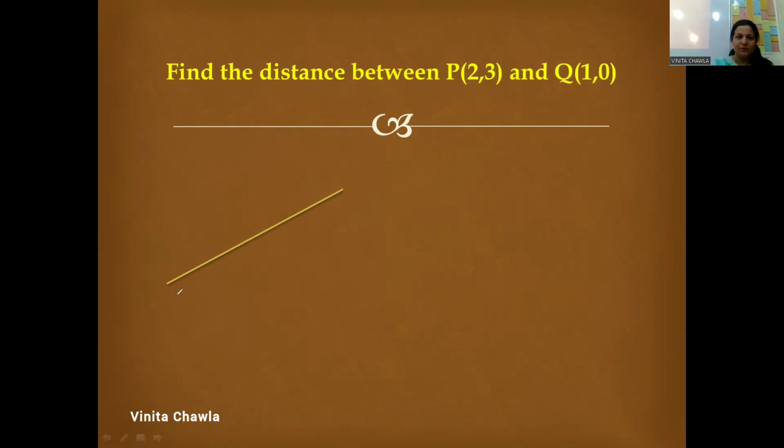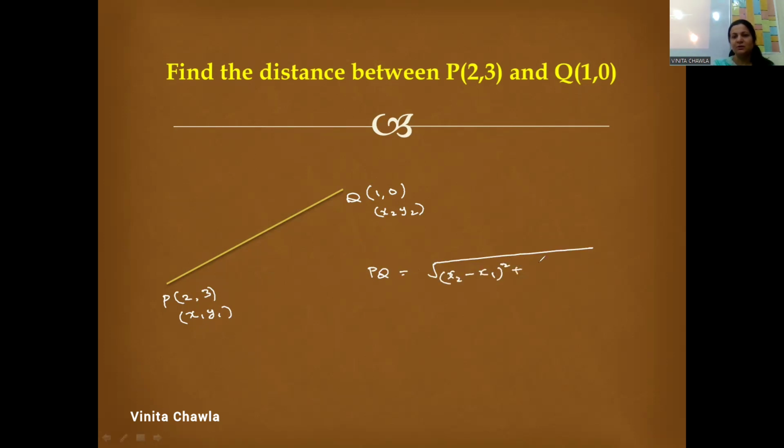So we have P here and this is Q. Coordinates of P, we have 2, 3 and coordinates of Q, we have 1, 0. So we can consider coordinates of P as x1, y1 and coordinates of Q as x2, y2. Now we'll use distance formula here. PQ is equal to under the root of (x2 minus x1) square plus (y2 minus y1) square.